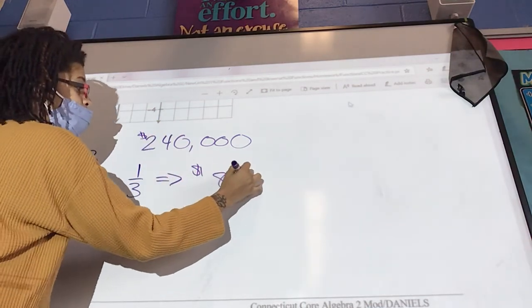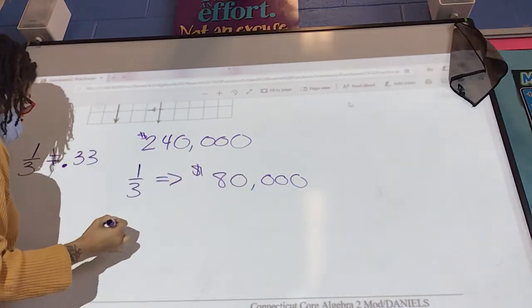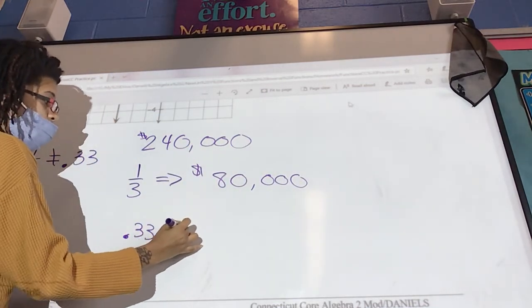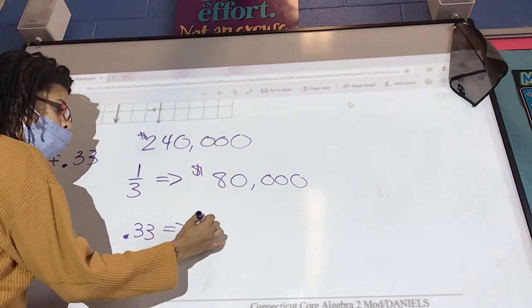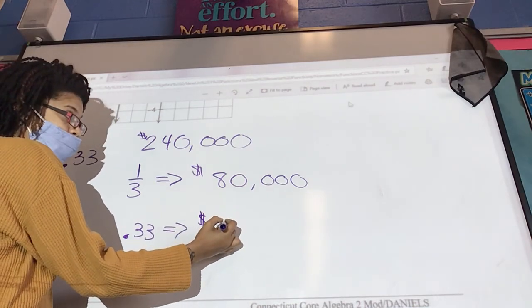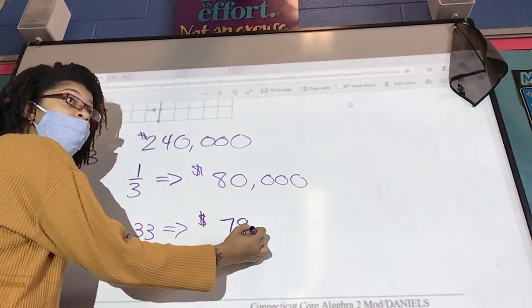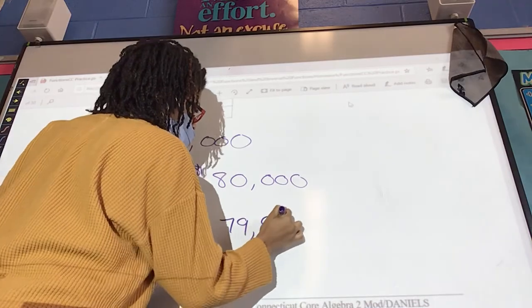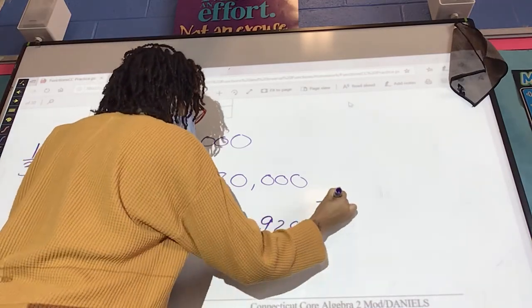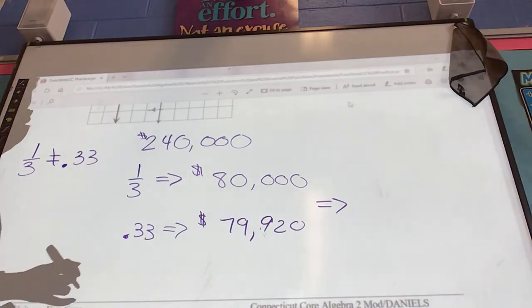Say it one more time. 80,000. If I take 240,000 and I multiply it by 0.33, what do I get? $79,920. So what is the difference between the two? There we go. If we did 80,000, take away 79,920. What's the difference? $80.